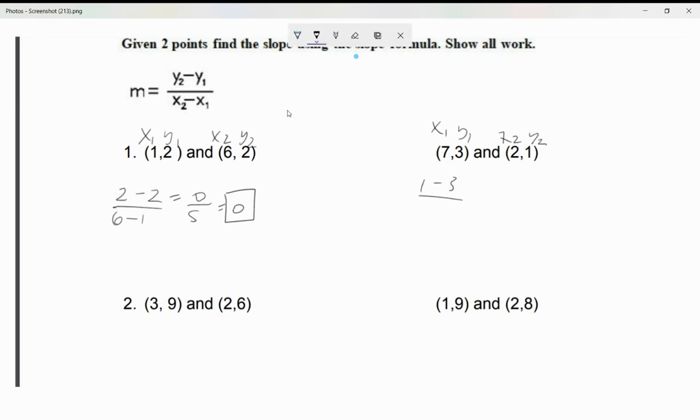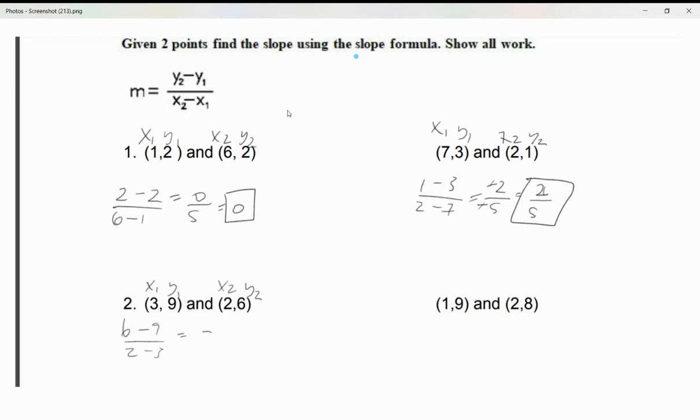1 minus 3, 2 minus 7, negative 2, negative 5, so 2 over 5, because the minuses cancel each other out. So it will be 2 over 5. x1, y1, x2, y2, 6 minus 9, 2 minus 3, negative 3, negative 1. So the answer will be 3. The slope is 3.